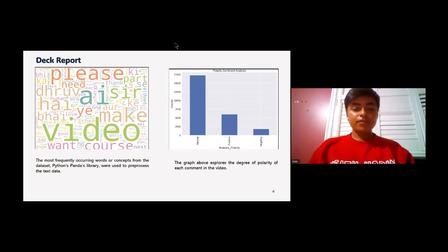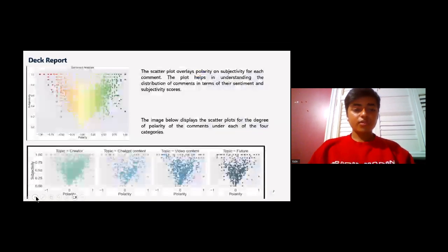Moving on to the next slide. So on the left, we have a scatter plot, which overlays polarity over subjectivity for each comment. The plot helps in understanding the distribution of comments in terms of the sentiment and subjectivity scores.